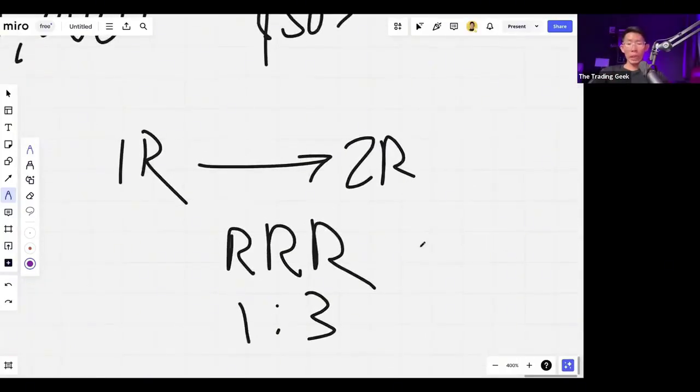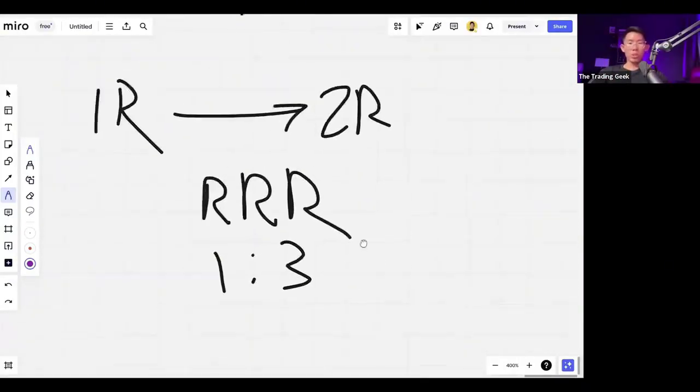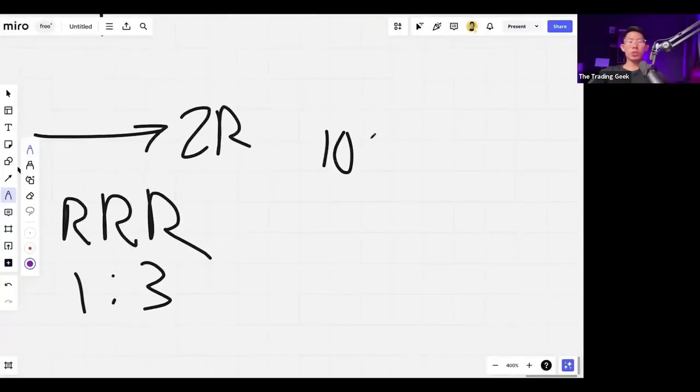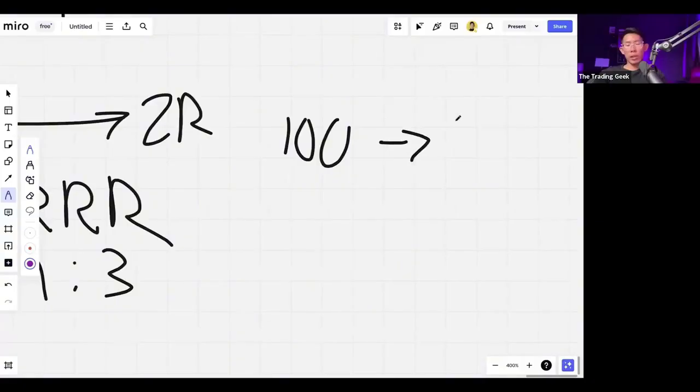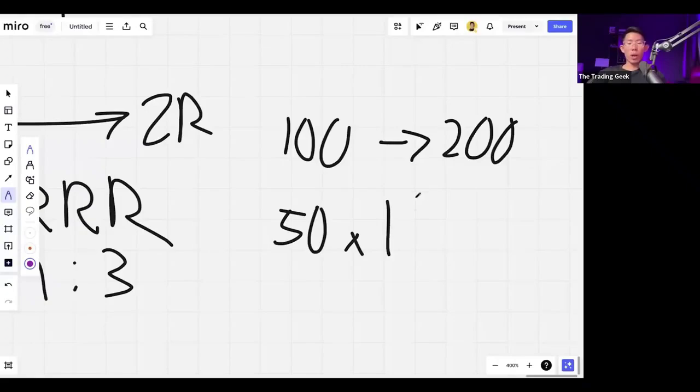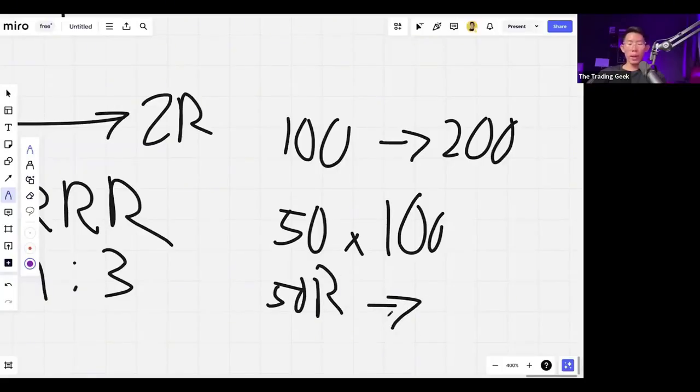So think in terms of R right now. Don't just think, oh, I'm trying to grow this $100 account. How can I take this $100 and turn it into $200? Oh, you know what? Maybe I should risk $50 to make an additional $100. No, think in terms of R. If you risk $50, how much R is that? That's 50R, bro. You're risking 50R to make 100R. You're risking 50% of your account.